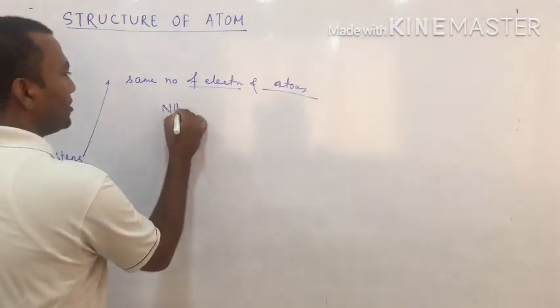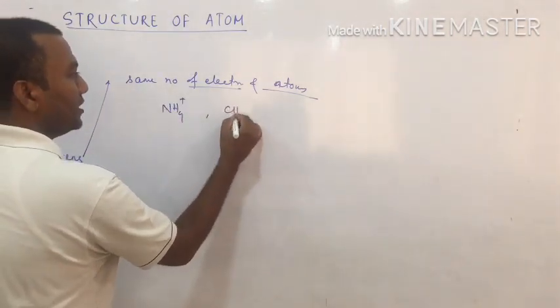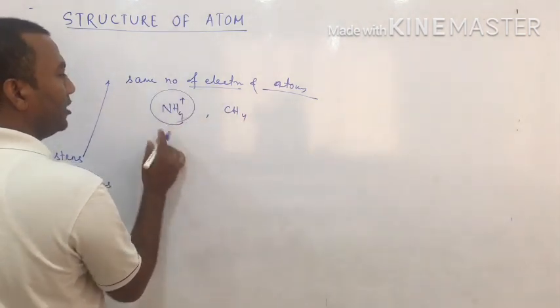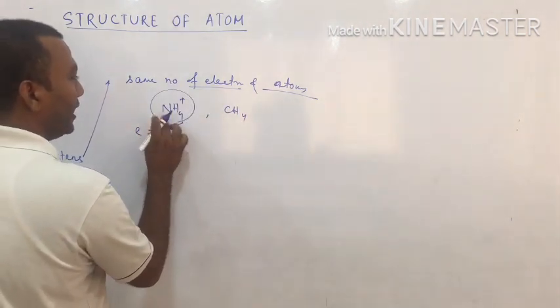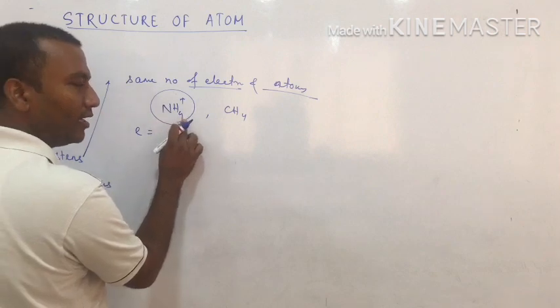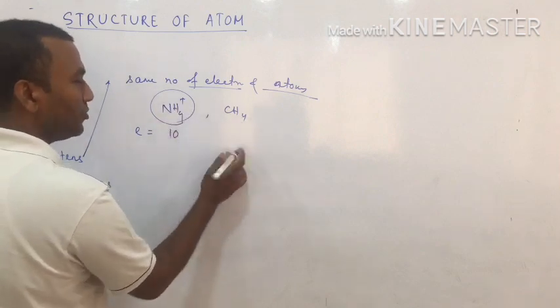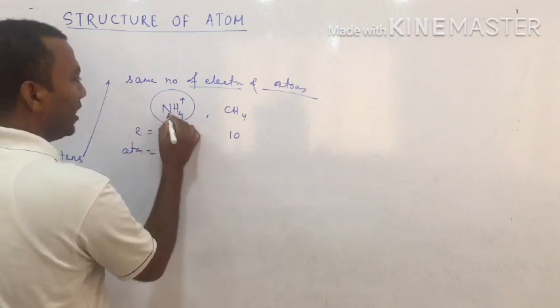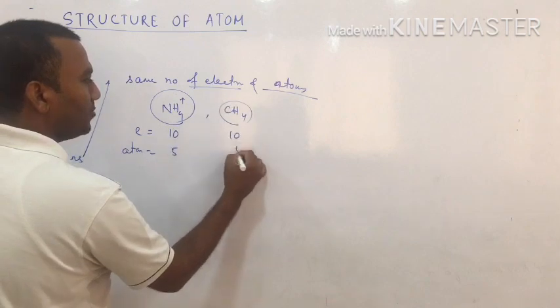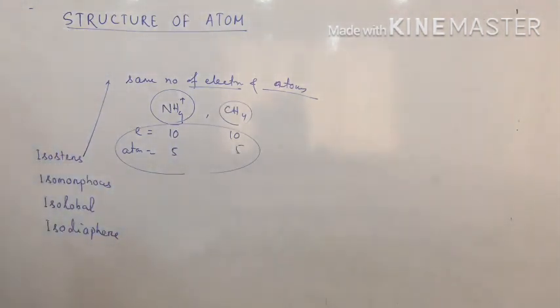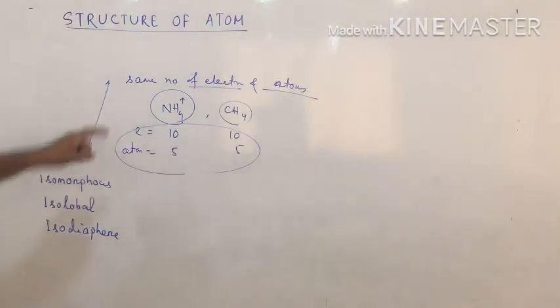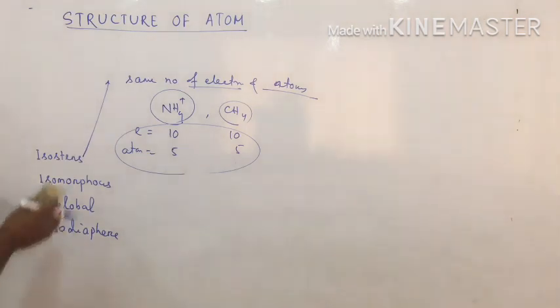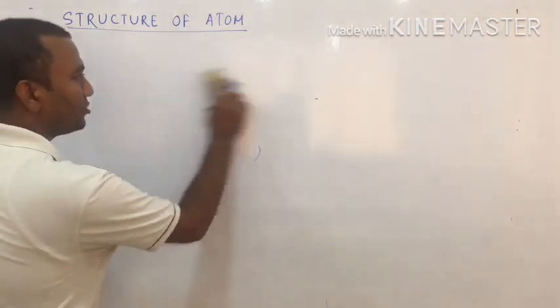You see, suppose NH4+ and CH4. So the number of electrons: nitrogen 7, hydrogen 4, 11, minus 1 for the plus, means 10. CH4, 10. Here the number of atoms: nitrogen 1, hydrogen 4, 5. Here also 5. Hence the ammonium ion and methane are called isosters. Okay, understood? So this is the meaning of isosters.